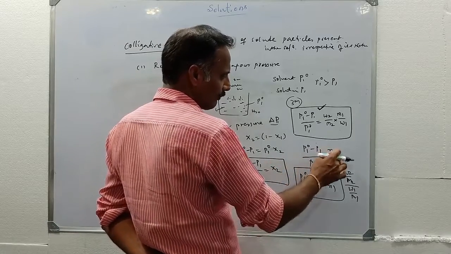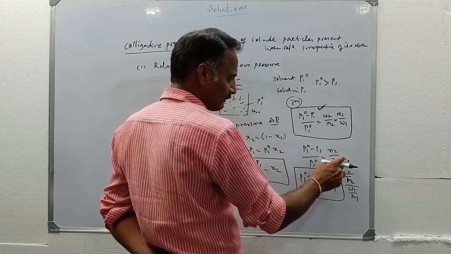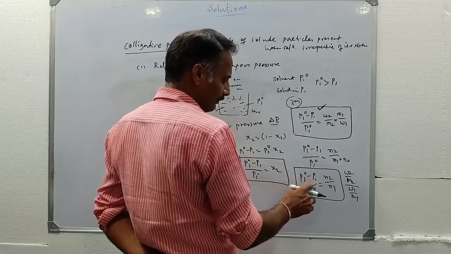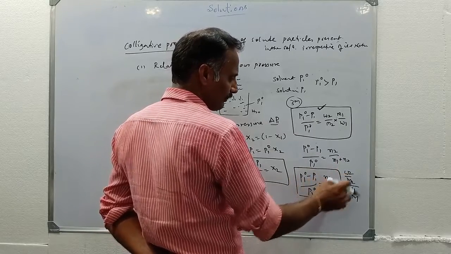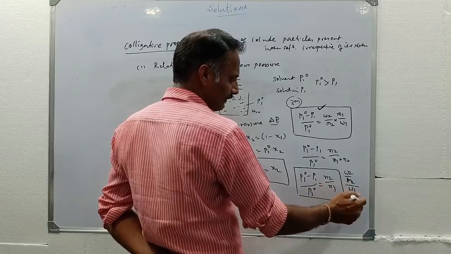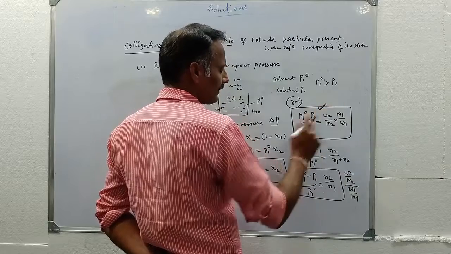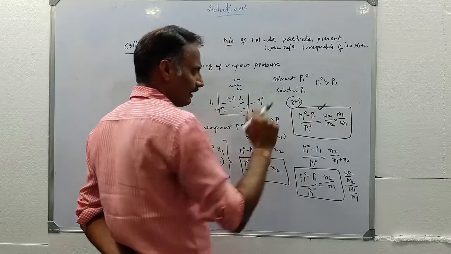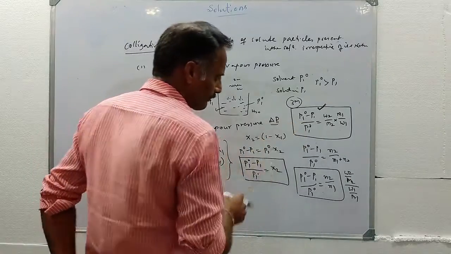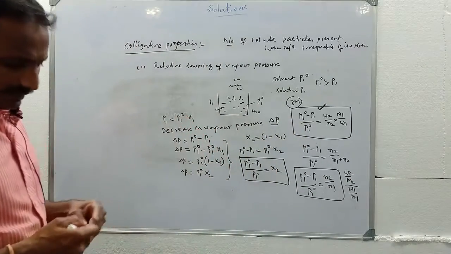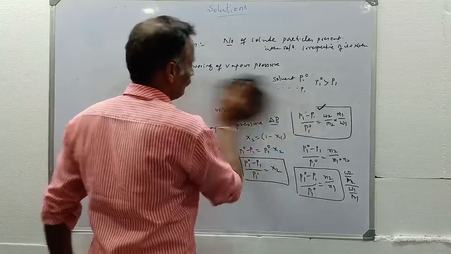Mole fraction is N2 by (N1 plus N2), and N1 is greater when compared to N2, so N2 is negligible in the denominator. So (P1 naught minus P1) by P1 naught equals N2 by N1, where N2 is W2 by M2 and N1 is W1 by M1. Using this, we get this expression for the relative lowering of vapor pressure. By using this expression you can do problems based on this formula. Okay, so this is about relative lowering of vapor pressure.